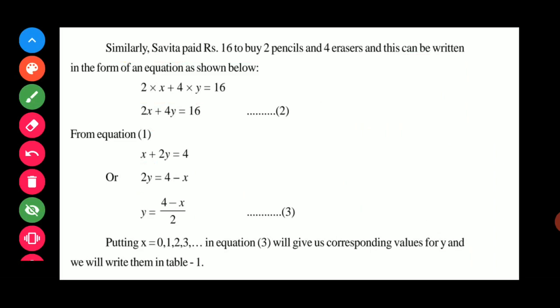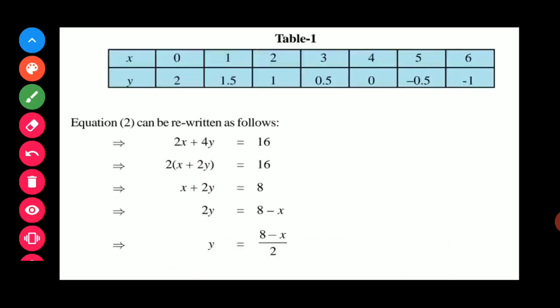Now put the values of x as 0, 1, 2, 3 and so on, and we can find the corresponding values of y. So we can form a table. With the help of the table, this is your table. In this table, the value of x is 0, 1, 2, 3, 4, 5 and 6. We get the values of y as 2, 1.5, 1, 0.5, 0 and minus 0.5, minus 1 also.